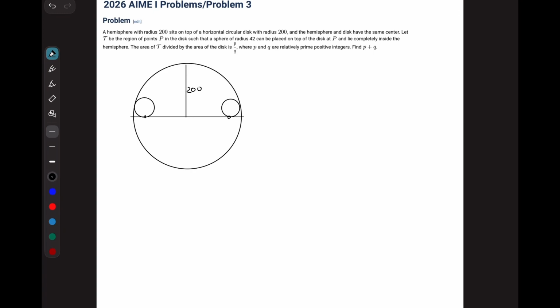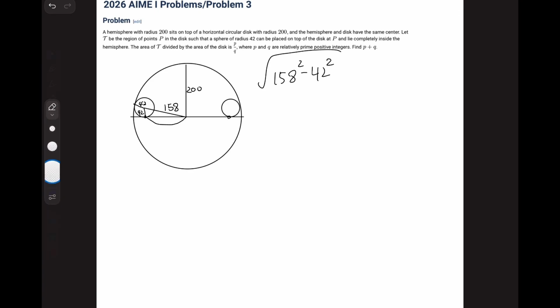From here to here, this length is 42, and this length is also 42, and this length is 200 minus 42, so it's 158. Therefore, this length, or the radius of this region of points P, is the square root of 158 squared minus 42 squared. Since these numbers are so big, let's scale it down and then scale it back up.